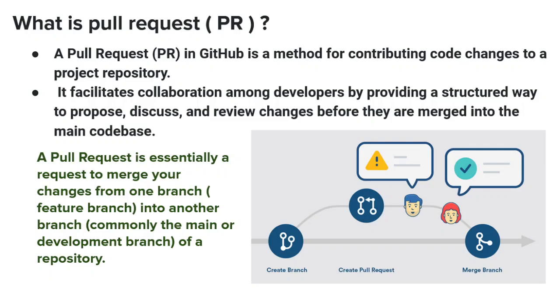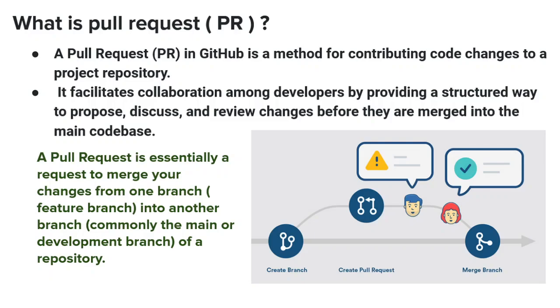So a pull request is essentially a request to merge your changes from one branch, that is a feature branch, into another branch, that is the main, development or master branch of our application. Whenever a developer wants to merge their changes from the feature branch to the main branch, before merging, they can give all those code changes to another developer for review purposes. The other developer can suggest some changes in the code. He might also suggest some optimization in that code.